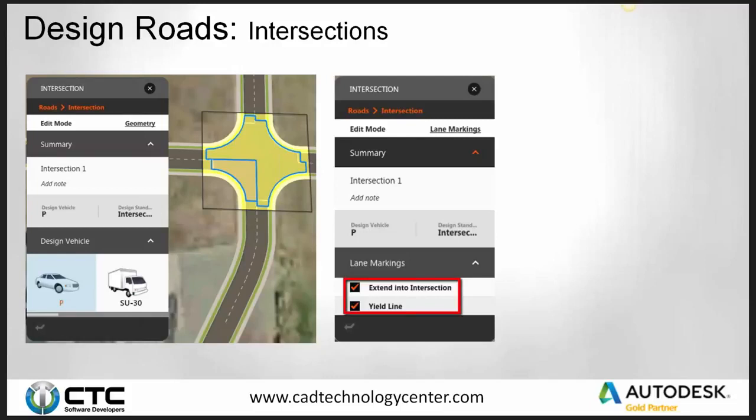53-foot semi is the one I typically do, and it will adjust your curb returns to fit. Under the intersection, there's geometry and there's also lane markings. And what I have the capability of is saying extend into intersection or add a yield line. And you can see my yield line here, and you can see that the intersection lines have come into the intersection a little bit.